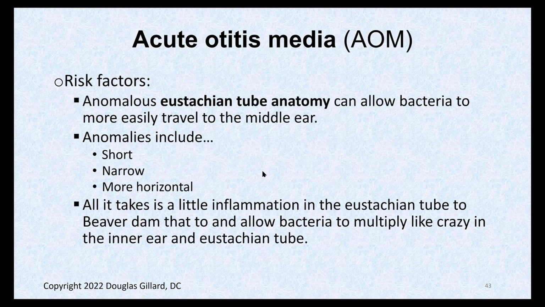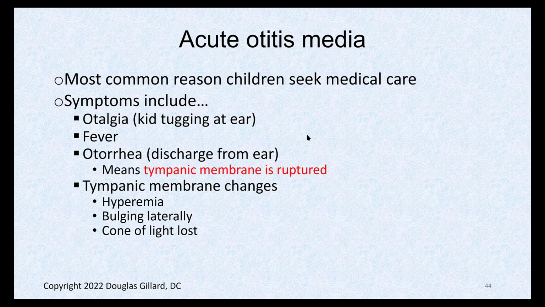The acute otitis media, risk factors for developing this are an anomalous eustachian tube anatomy. We said little kids is very narrow, but you can be born with a eustachian tube which is more amenable for bacterial growth. If it's shorter than normal, if it's more narrow than normal, if it's more horizontal, then gravity can't help it drain. So all it takes in these cases is a little inflammation and you got yourself a rip-roaring inflammation. It's going to swell the mucous membrane and close that tube down. Now the bacteria are really going to breed like crazy.